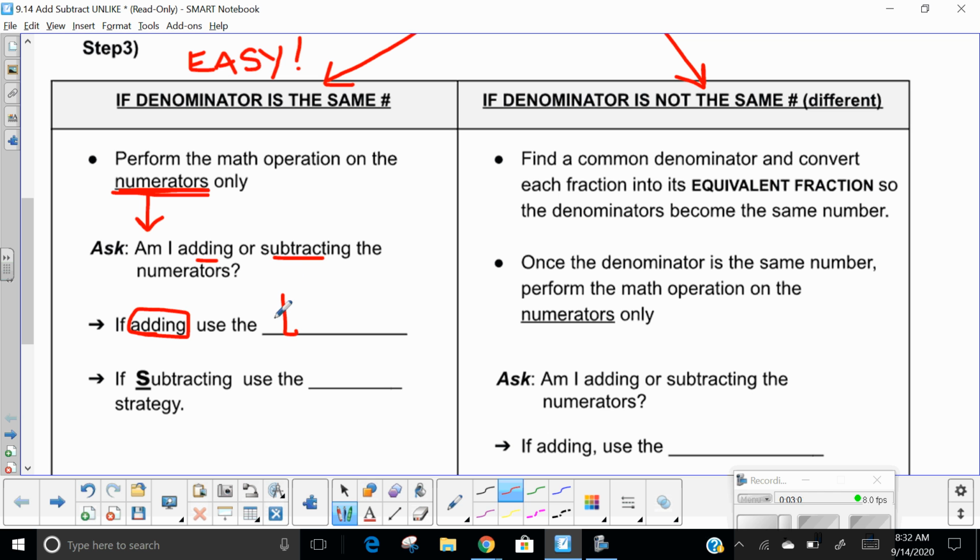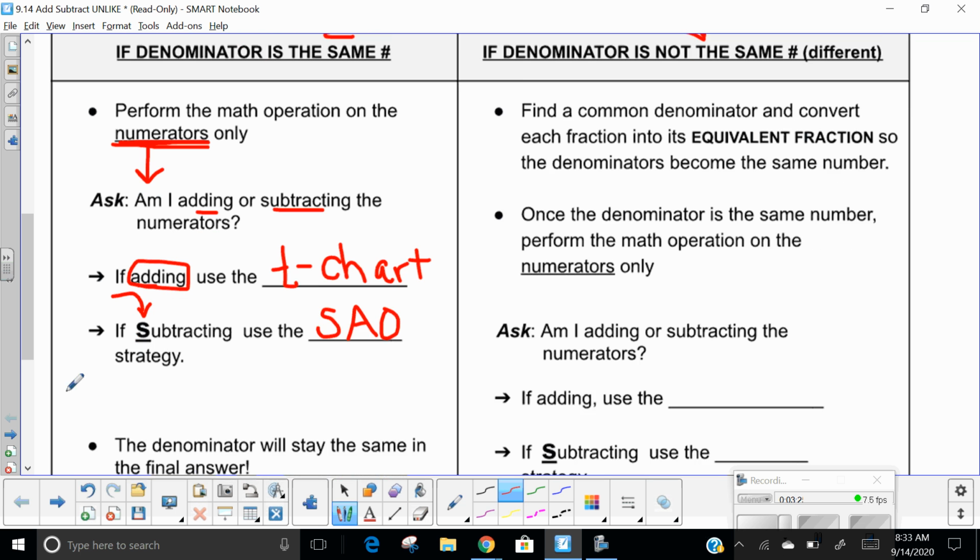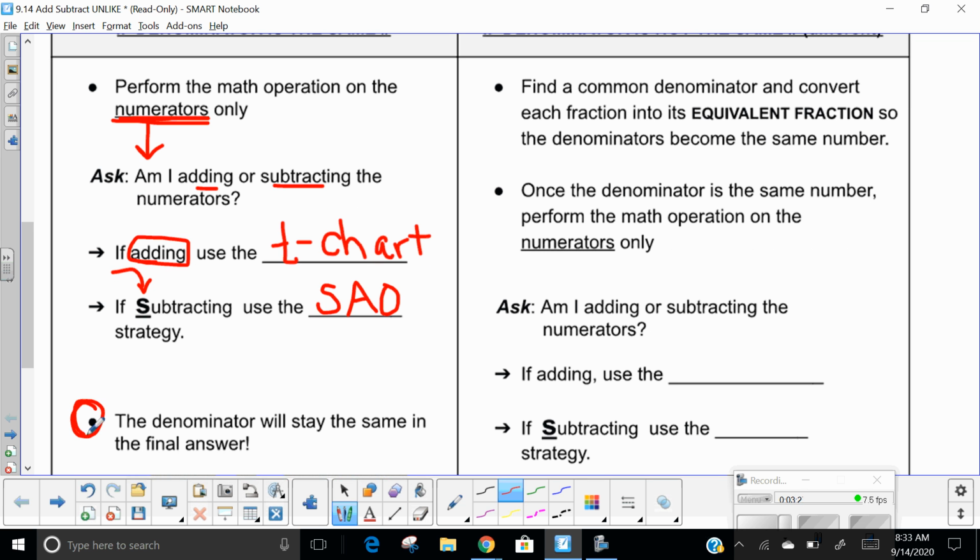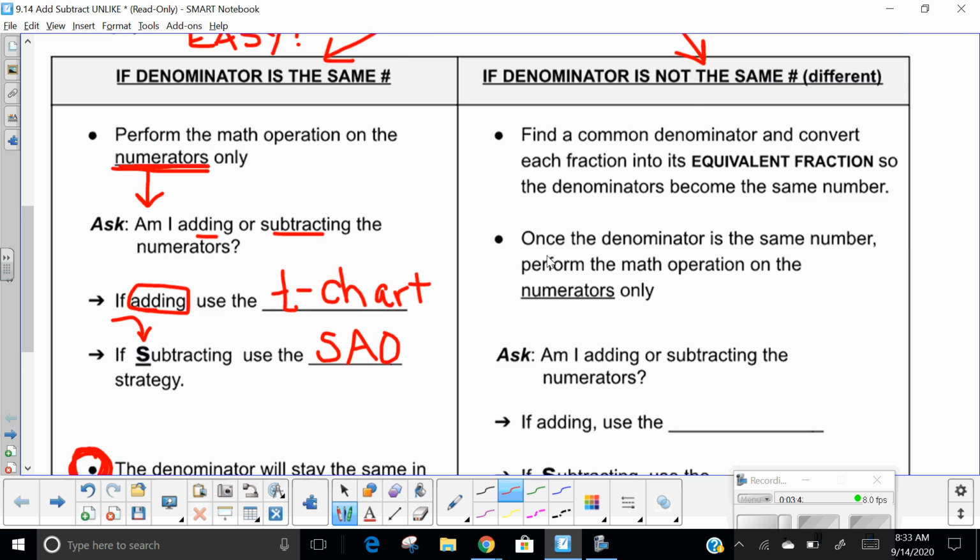What process or what memory device? The T-chart. So when we are adding positive and negative numbers, we want to use the T-chart. When we're subtracting, what do we want to use? SAO. Okay, and that's what we did last week. This process is what we use to calculate the new value of the numerator. And then at the very end, the denominator remains the same. Once we get the denominator the same, it never changes after that. So if we start off with the same denominator, it stays the same in the final answer. Okay, that's what we did last week, and that was what we said was easy.